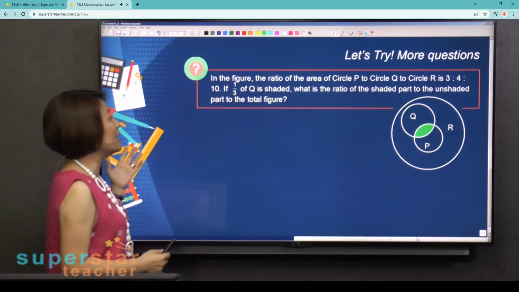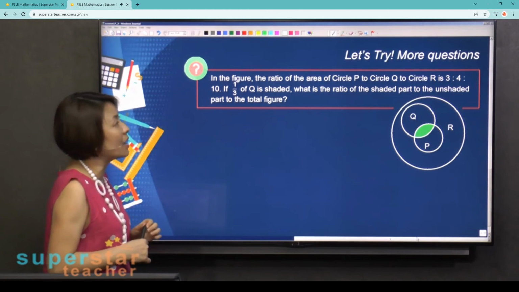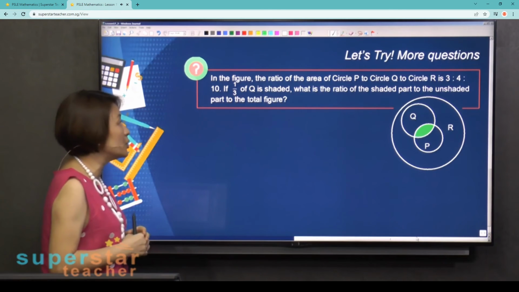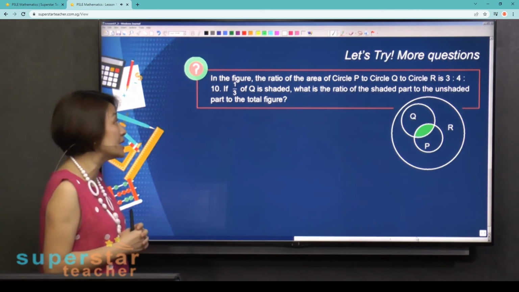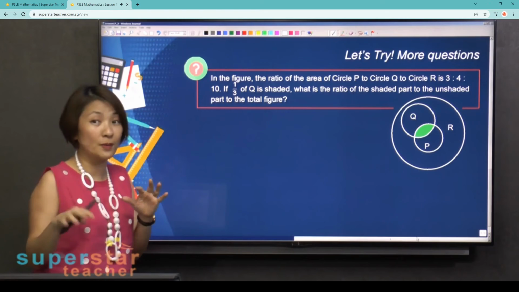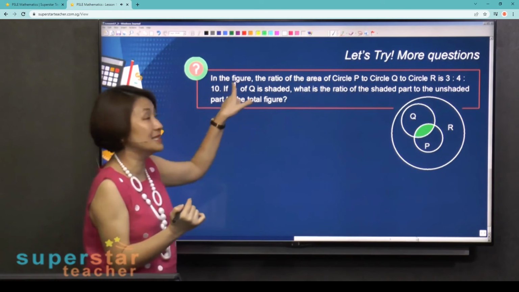It says in the figure, the ratio of the area of circle P to circle Q to circle R is 3:4:10. If 1/3 of Q is shaded, what is the ratio of the shaded part to the unshaded part to the total figure? Okay, so that's a bit of a mouthful, but doesn't matter. I don't really care about this part yet until I figure out what this is talking about.